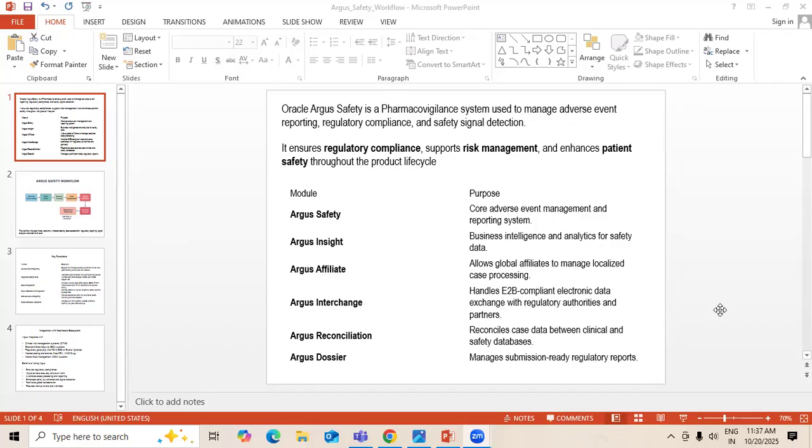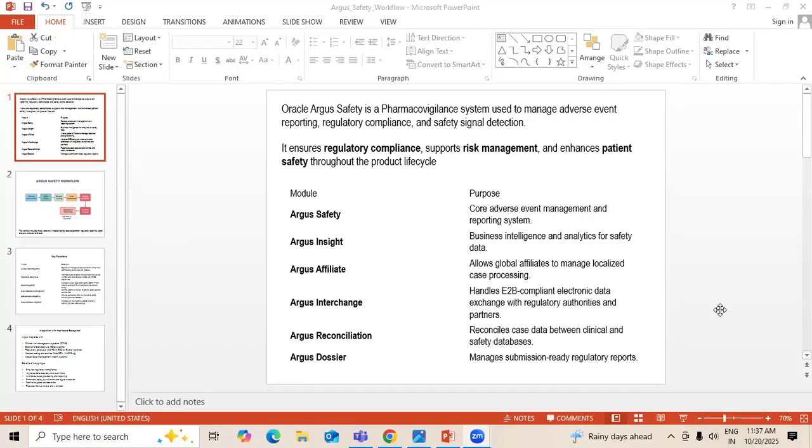Argus Safety is one of the modules, as I mentioned here. This is majorly used to manage core adverse event management and reporting in the pharmacovigilance side. Argus Insight is a business intelligence and analytical tool, majorly for managing safety data. Argus Affiliate allows global affiliates to manage localized case processing.